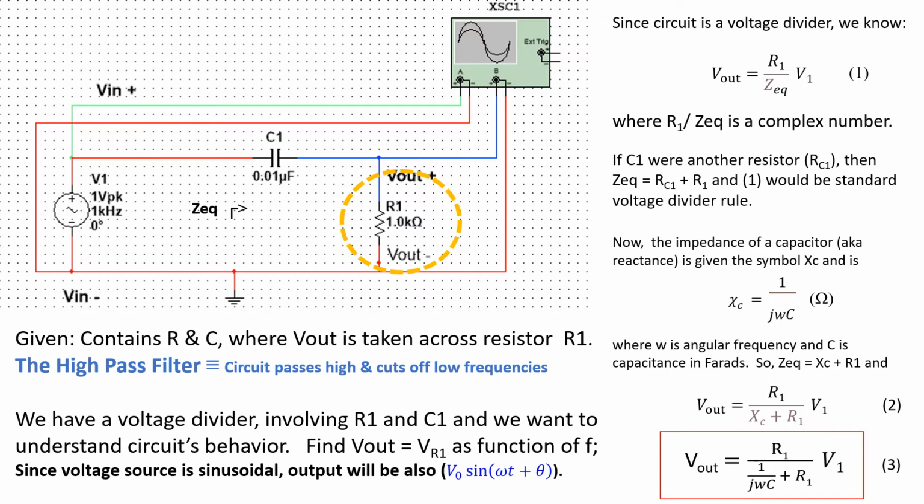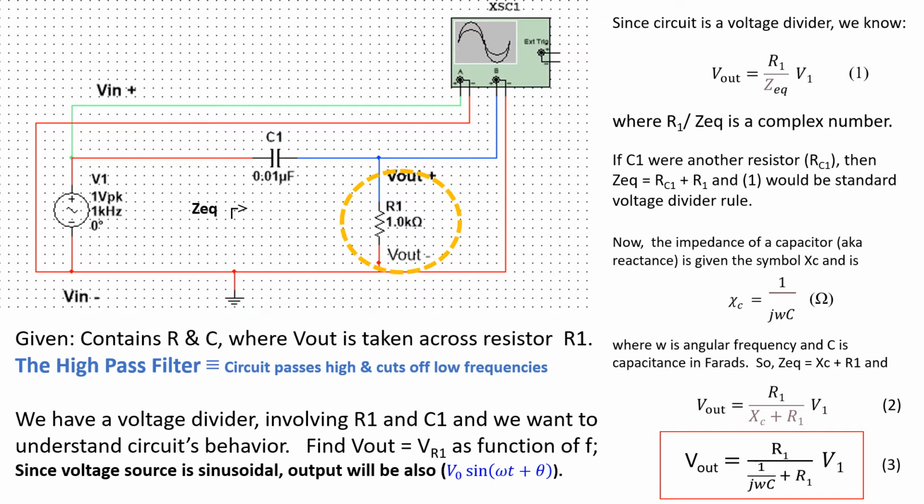We could have chosen to look at the voltage across the capacitor as our output, and then we would have another circuit called a low-pass filter. Low frequency voltages would appear across the capacitor, and high frequency voltages would be suppressed. But that's a story for another day.